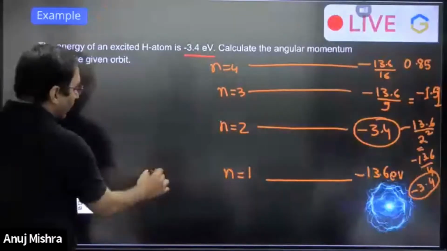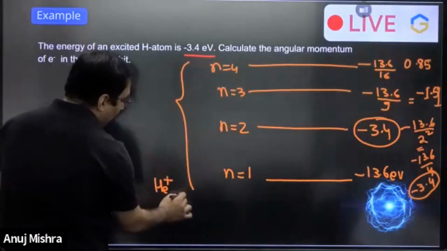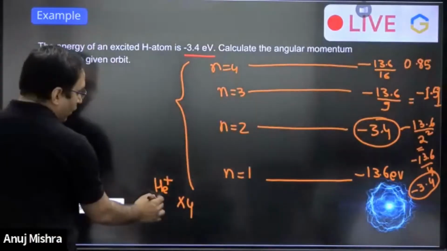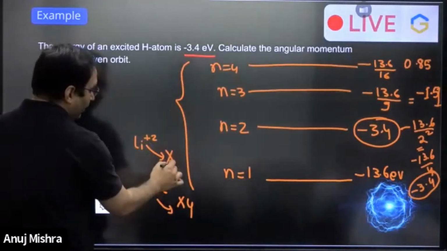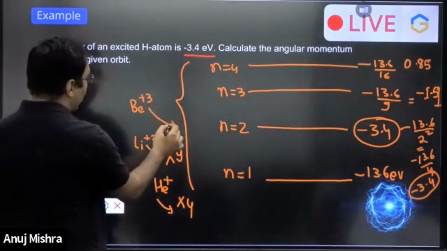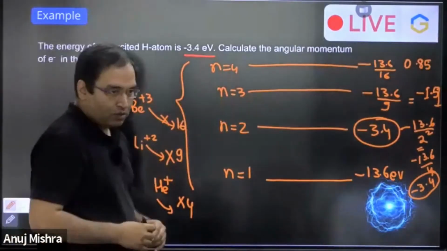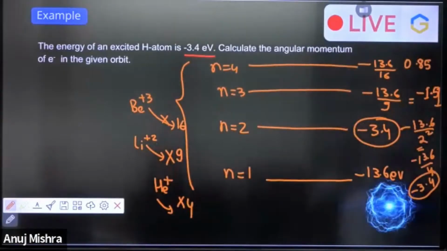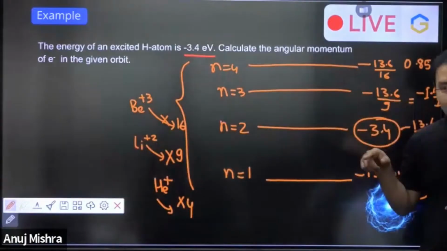Had it been for helium plus, what will be the change? All the numbers will be multiplied by 4, Z square. If it is lithium plus 2, all the numbers will be multiplied by 9. If it is beryllium plus 3, all the numbers will be multiplied by 16. Note कर लीजिए. So अगर आपसे मैं पूछूं स्टैंडर्ड क्वेश्चन n equals 3 beryllium plus 3, what is the answer?